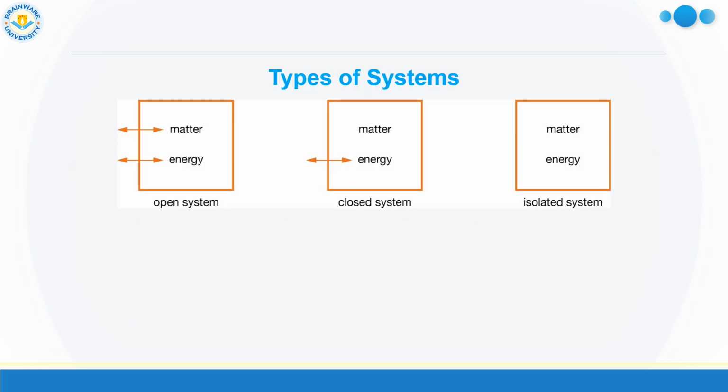So now let us describe the types of systems. I have pictorially represented the types of systems here. There are mainly three categories: open system, closed system, and also isolated system.